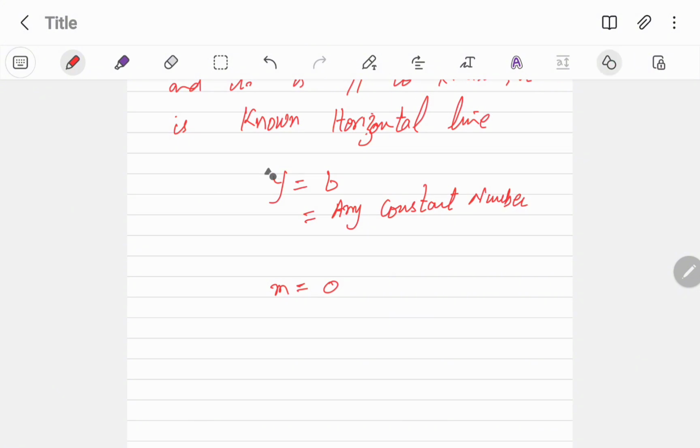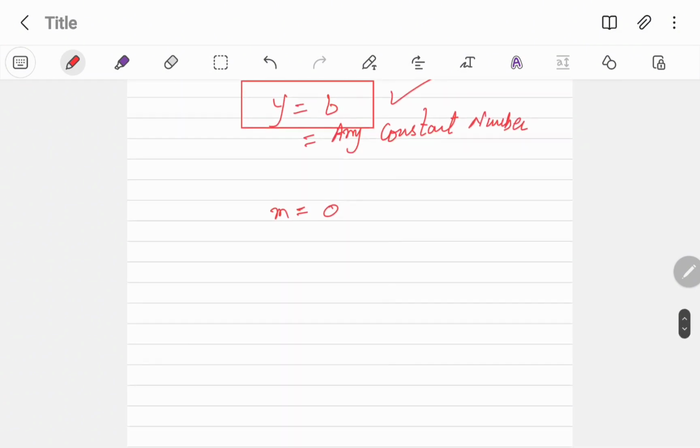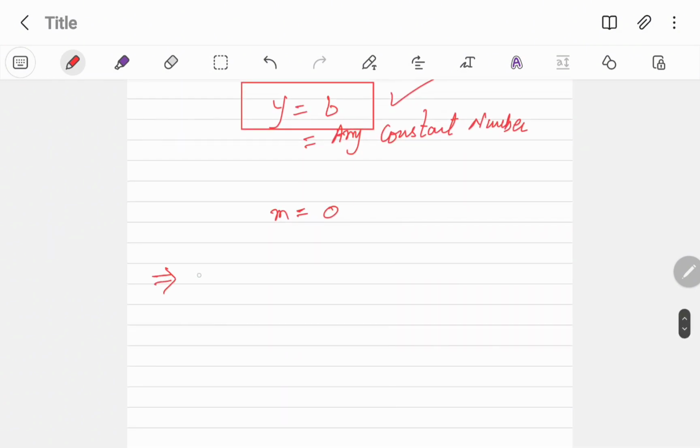And it is the required equation of a horizontal line. Now we are going to find out the vertical line, equation of vertical line.